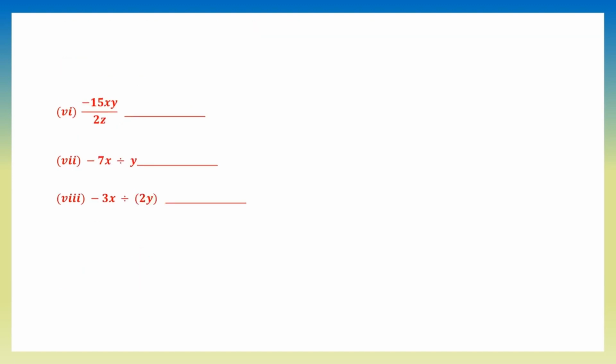Question 6. If we take out the numbers, we get minus 15 in the numerator. In the denominator, we have 2. So that becomes minus 15 by 2. Now here, minus 7x divided by y, if I have to write it as a fraction, what do I get? Minus 7x by y. Now let's write only the number. So it is minus 7. So the answer here is minus 7. Similarly, the next one, minus 3x, if I write it as a fraction, by 2y. So what will my number be? It will be minus 3 by 2.